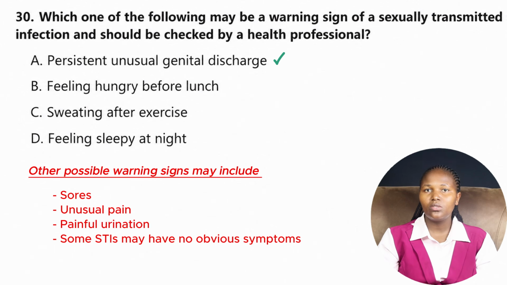They cannot use a single symptom to diagnose themselves, because again, symptoms can be associated. Pain during urination is not only caused by UTI or STI, it can also be caused by other things. Now, hunger before lunch, sweating after exercise, and sleepiness at night, those are normal experiences and they are not in any way related to STIs. So for you, you are supposed to recognize possible symptoms and know the importance of preventing and seeking appropriate health care. With that, now we go to question number 31.